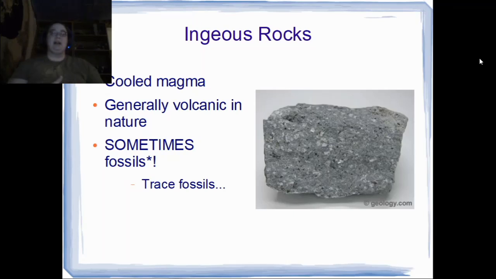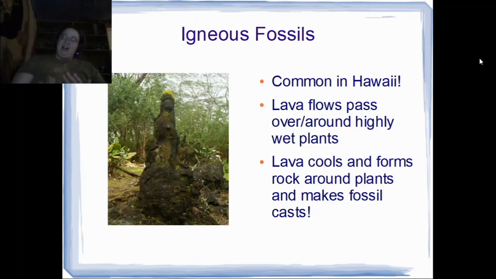So the other cool thing is that sometimes we can actually get fossils in igneous rocks. It's incredibly rare, but it does happen. Now, you're not going to find a dinosaur bone in igneous rocks. No, what you are going to find are trees. They're super common in Hawaii because Hawaii and the islands of Hawaii are incredibly active volcanically.